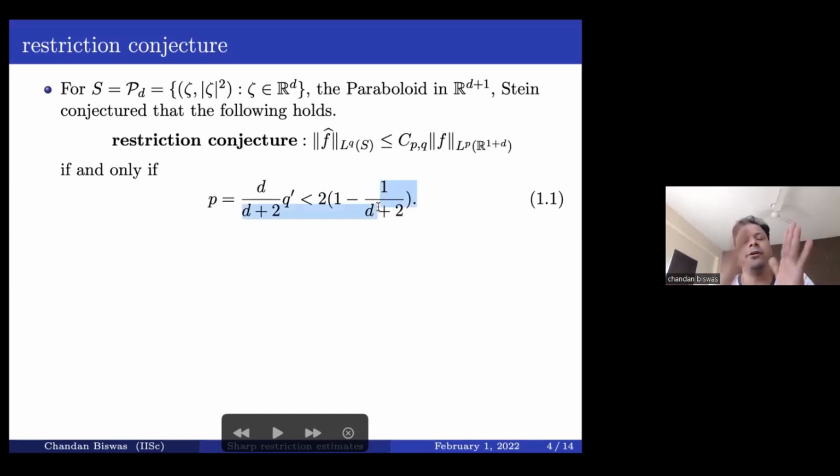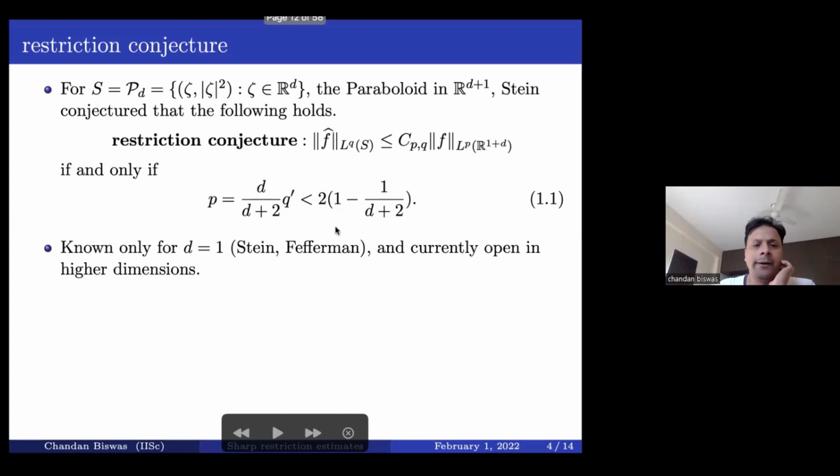We are only losing, we can have 1, we cannot go up to 2, but we can go up to 2 minus 1 over d. That's what the Fourier restriction conjecture says. Currently, this is known for d equals 1. This is due to Stein and Fefferman. And this is known for d equals 1.